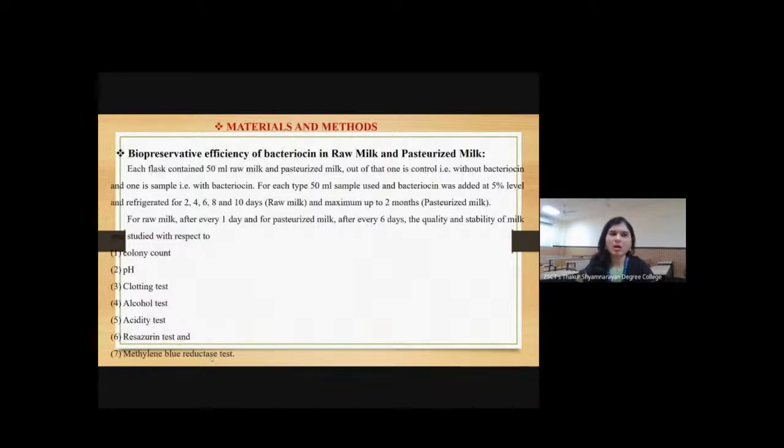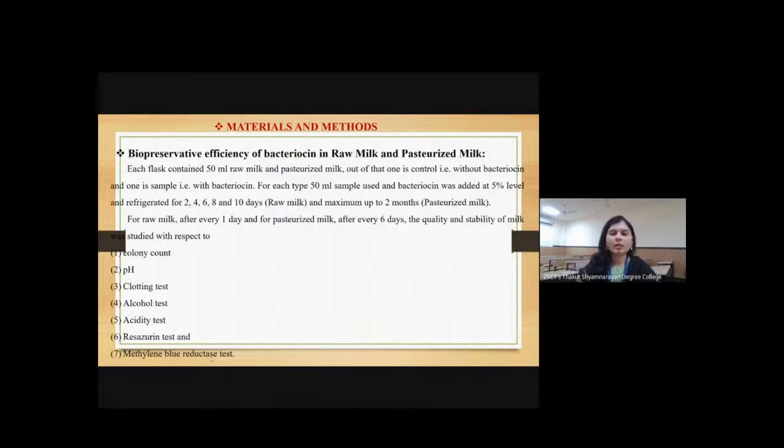Materials and methods: the biopreservative efficiency of bacteriocin was determined in raw milk and pasteurized milk. Each class contains 50 ml of raw milk and pasteurized milk. Out of that, one is a control without the bacteriocin, and one is a sample with bacteriocin. For each type, a 50 ml sample was used, and the bacteriocin was added at a 5% level and refrigerated for 2, 4, 6, 8 and 10 days for the raw milk, and a maximum of up to 2 months for the pasteurized milk. For raw milk, testing was every 1 day, and for pasteurized milk every 6 days.